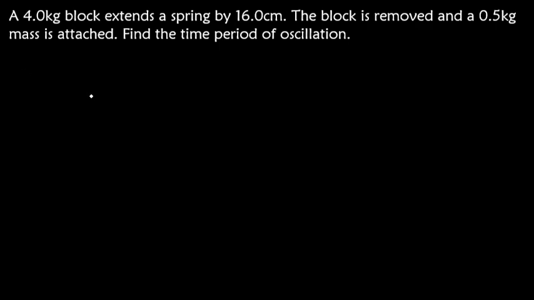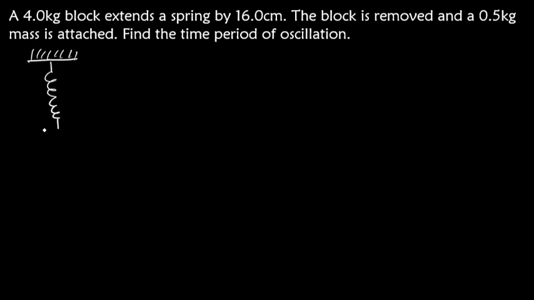A 4 kg block extends the spring by 16 centimeters. The block is removed and the 0.5 kg mass is attached. Find the time period of oscillation. So first of all, let's assume that this is a vertical spring like this.